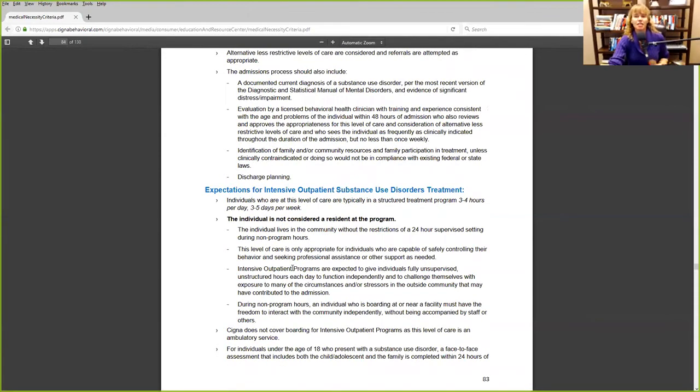The individuals at this level of care are in structured treatment 3 to 4 hours a day, 3 to 5 days a week. So this is where it's starting to say how often. It can't be 2 hours a day, 5 days a week to make your 9 hours. It has to be 3 to 4 hours a day, 3 to 5 days a week. So that's important for the structure of the program, as well as helping patients understand what they're committing to or what they're going to be able to get out of treatment.